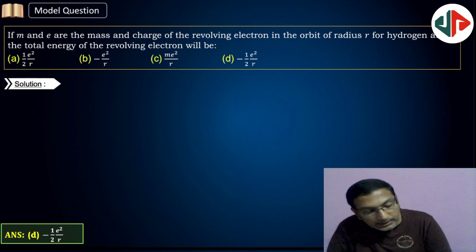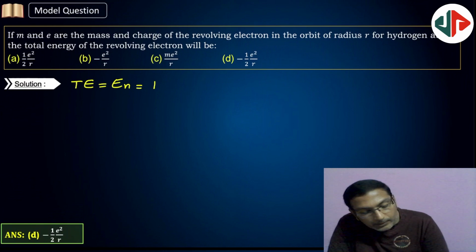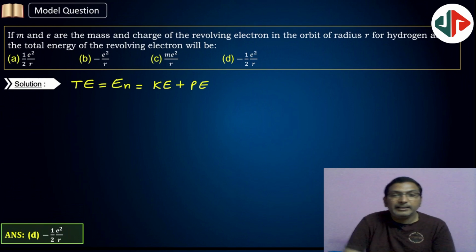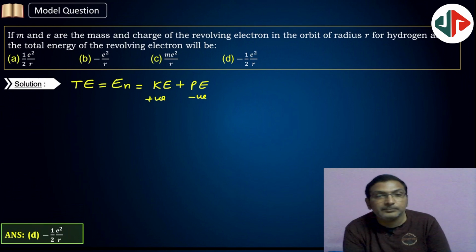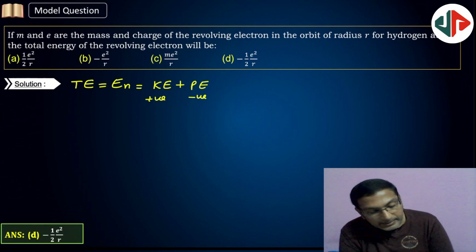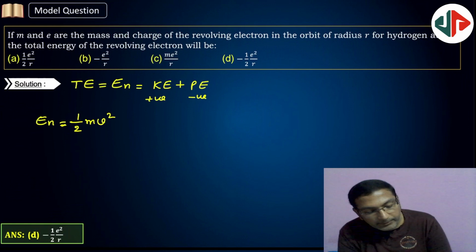So we know total energy, or we can say En, total energy En equal to sum of kinetic energy plus potential energy. Here kinetic energy is always positive and potential energy always negative. Next, total energy En equal to, what is kinetic energy? Kinetic energy means half mv square, potential energy negative kZe square by r.